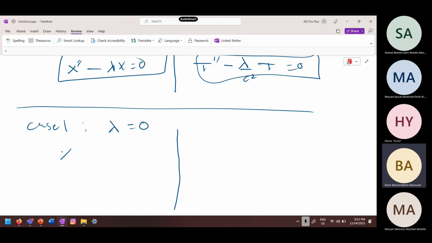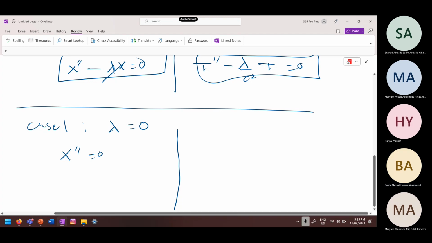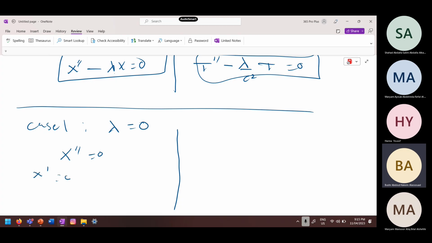This will give you that x double prime is equal to 0. Since this is equal to 0, it can be cancelled, right? Now you need to integrate twice. X prime is equal to c1, x is equal to c1 x plus c2, okay? That's the solution for the x.